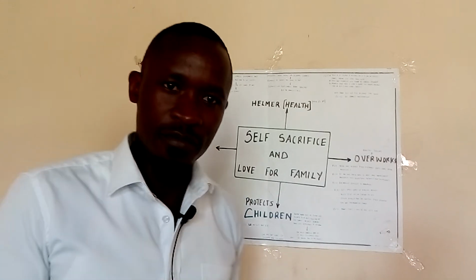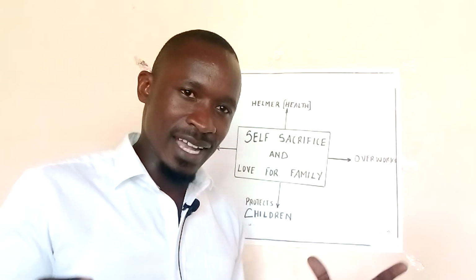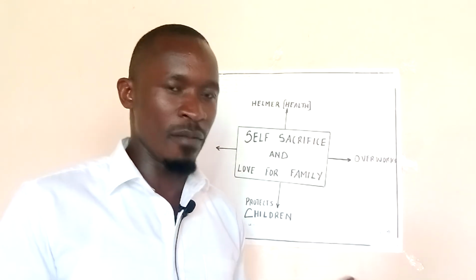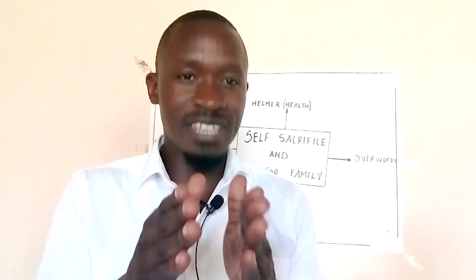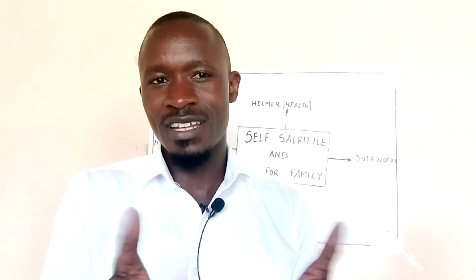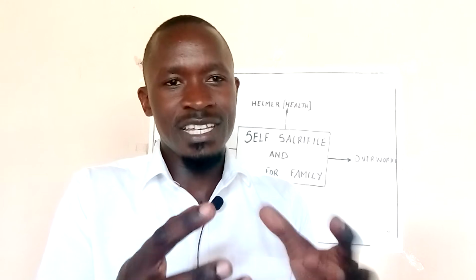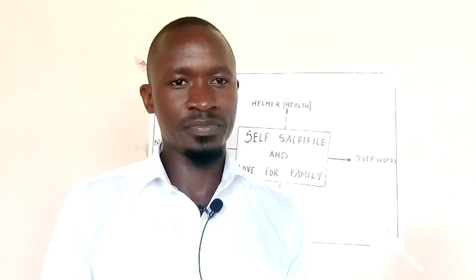It means then therefore that all the answers must be circumnavigated within the idea of self-sacrifice and love for family. But since it's a closed-ended question, we must focus all the answers on Nora and Nora alone. Other characters in this question only come as supporting statements to give background information to that question.